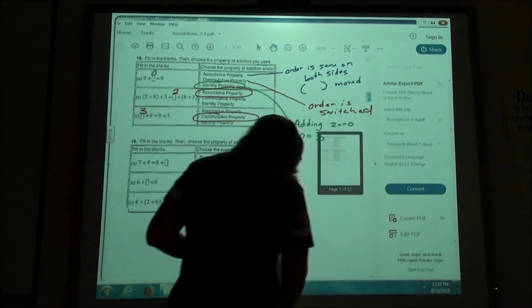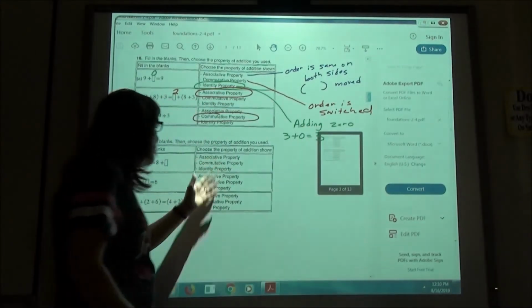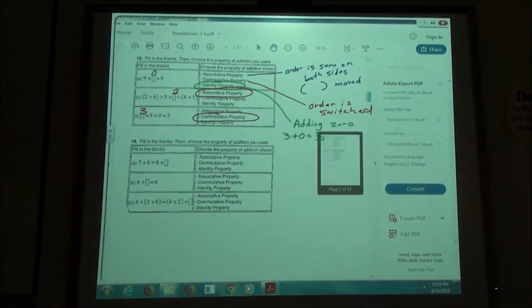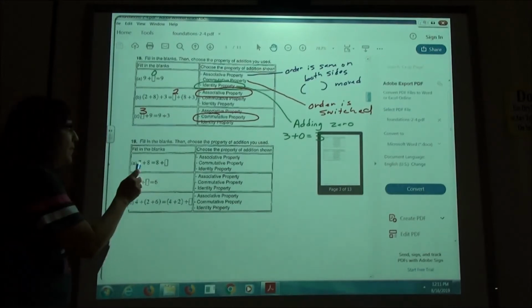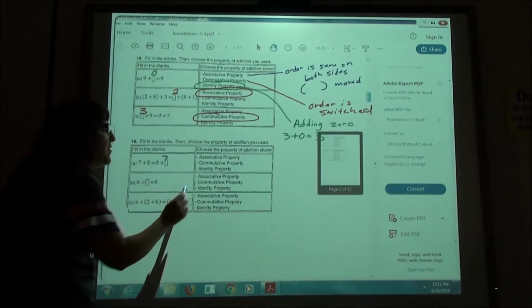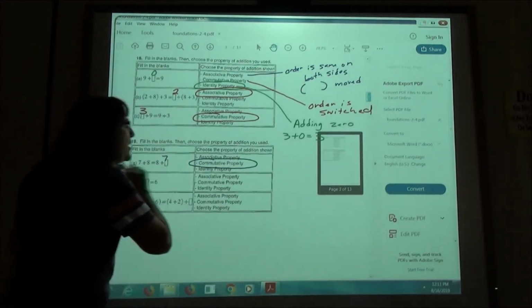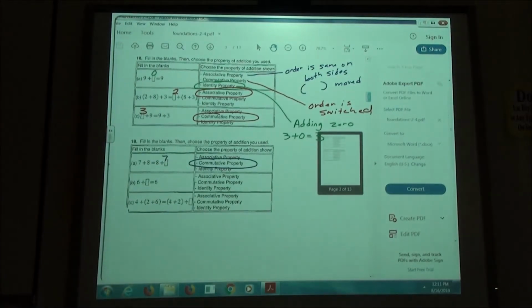So on number 19, they're going to give you those same 3 properties, have you fill in the blank at which one is most appropriate. So again on this one, 7 plus 8 is the same thing as 8 plus what? Well, 7 plus 8 is the same thing as 8 plus 7. Again, all we did is switch those numbers around, so that's my commutative property.